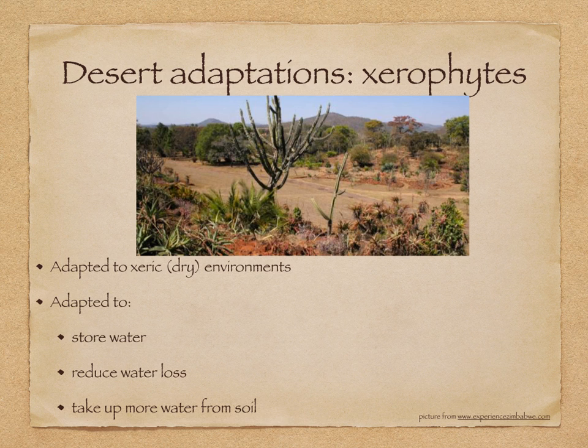This means that they are adapted to xeric, which means dry, environments. For example, a desert or areas in Africa that only have seasonal rainfall. So they're adapted to store water, reduce water loss, and take up more water from the soil.